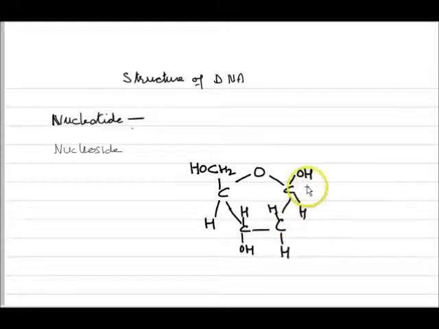Now this molecule: this is carbon number 1, carbon number 2, carbon number 3, carbon number 4, and this is carbon number 5. Number 1 and number 4 are attached through this oxygen atom. Now when this OH group is replaced, or rather dehydrolysis takes place here, in place of OH we find one of the nitrogenous bases.